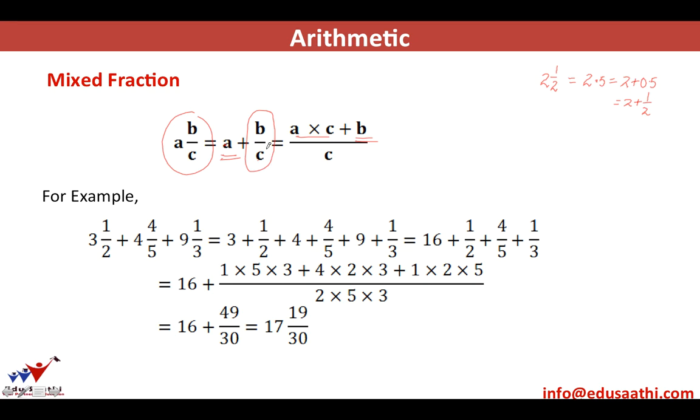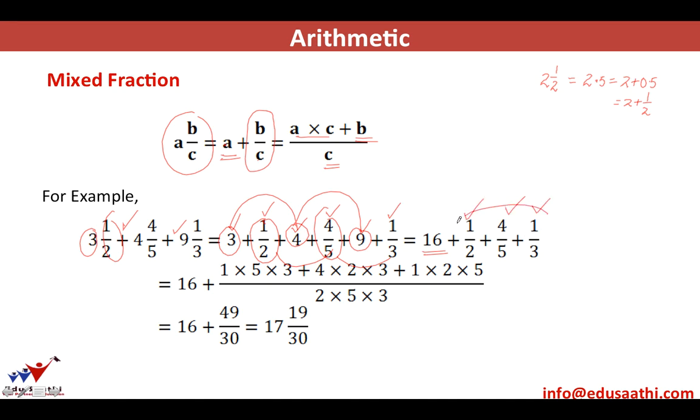So let's look at the example that I have. I have to add three mixed fractions. Now instead of actually taking an LCM and solving it out, I would separate the integer part and the fractional part. So the integer part is 3, fractional part is half. 4 integer, 4 by 5 fractional. 9 and 1 by 3. I can add up all the integral parts to get a final integral part, which is 3 plus 4 plus 9, which is 16. And I can add all the fractions separately. So I am adding up 1 by 2, 4 by 5 and 1 by 3.